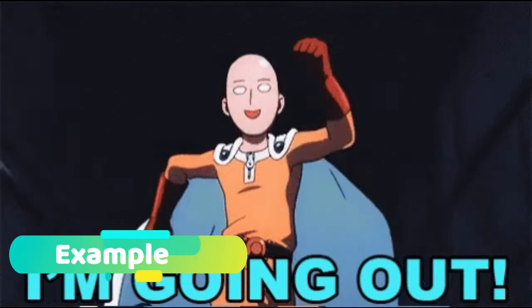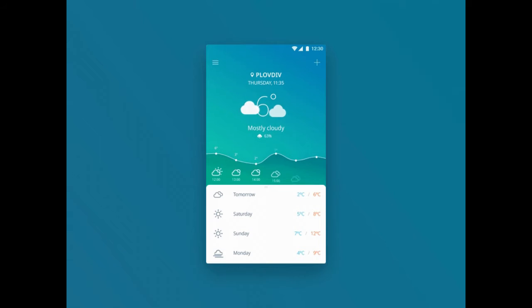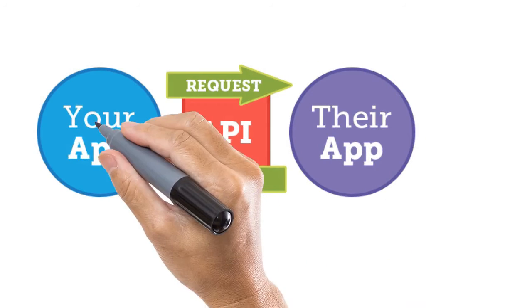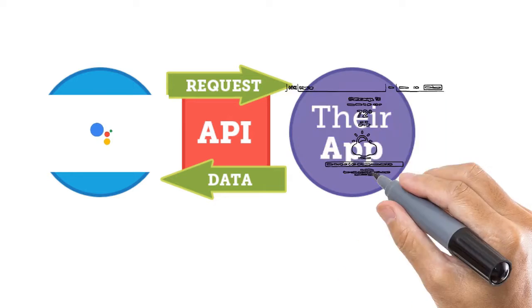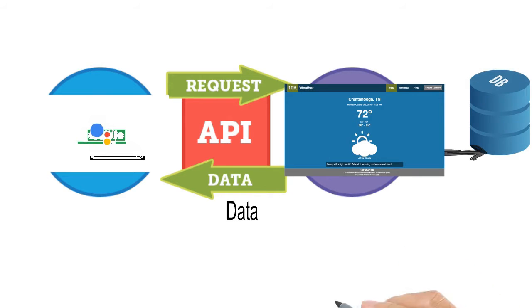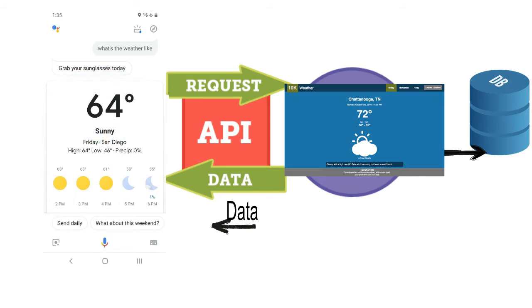Consider you're going out and you check the weather report on Google and you get the details. What happens in the background is you ask Google for the weather today and it makes a request to the external website database to get the data of the weather. So the database sends back the data to Google, which shows the weather report.